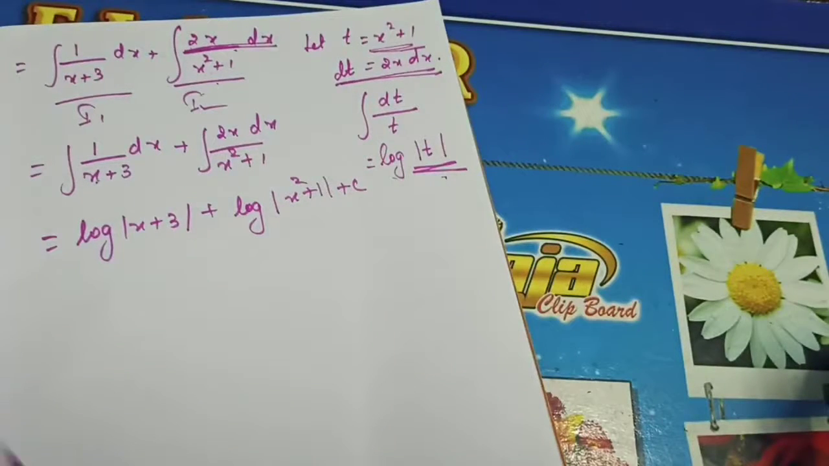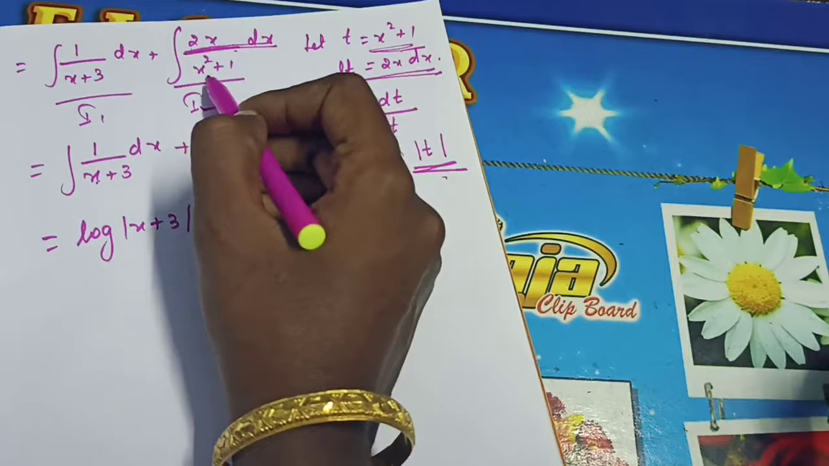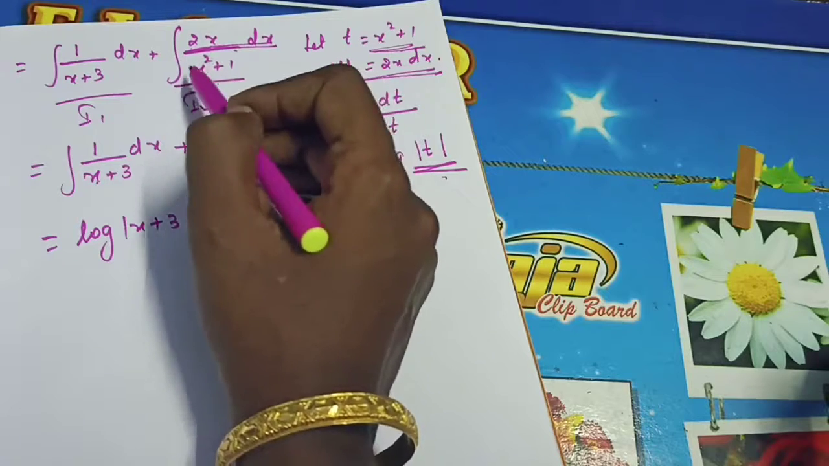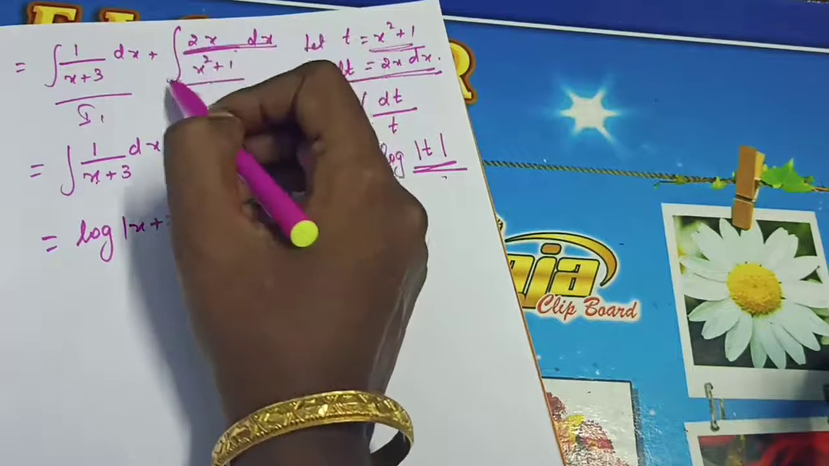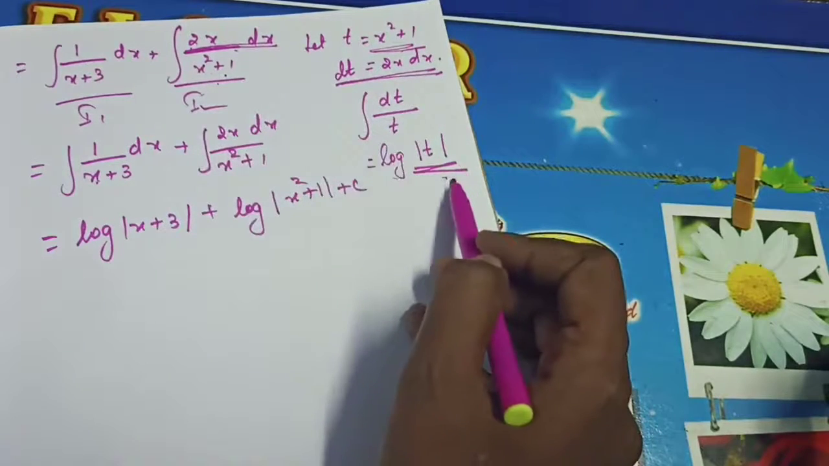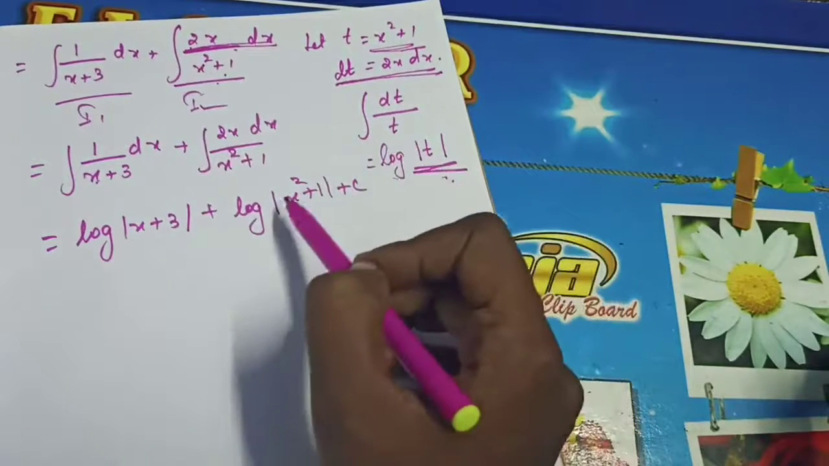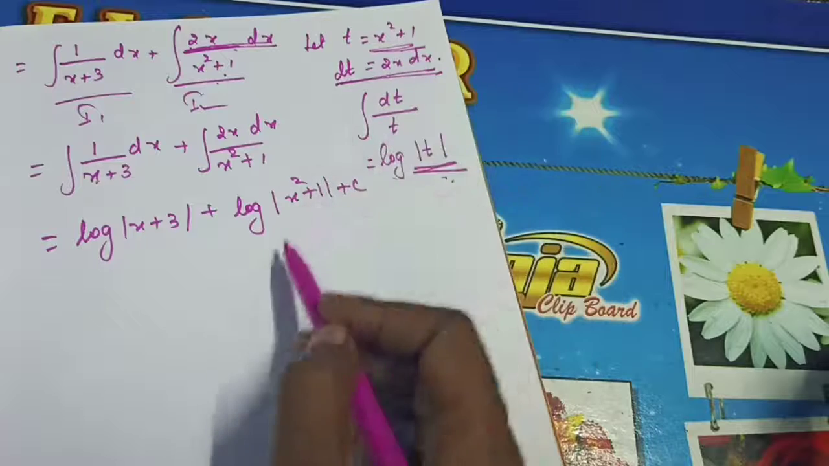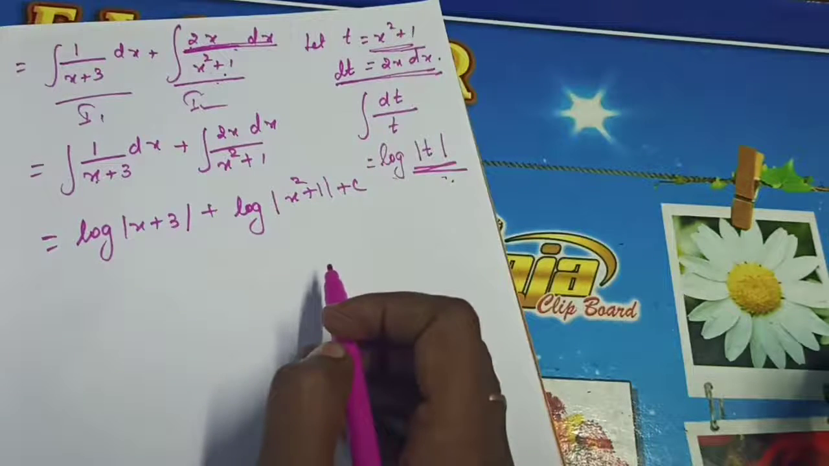Understand, students? Have you got it? Okay, so what we did? The denominator value as t means, if you differentiate, I got the dt value. That is the same as dt by t. The integration is log of modulus of t. Okay. So modulus of t means, what's the t value? x square plus 1. So log of modulus of x square plus 1 plus c.